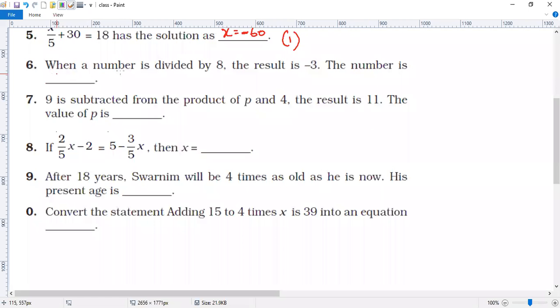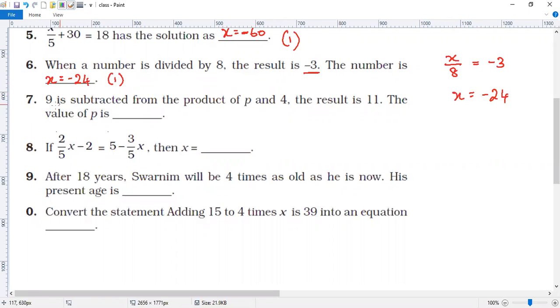Question number 6. When a number is divided by 8, the result is minus 3. The number is dash. So when a number is divided by 8, so x by 8, the result is minus 3. So what is the number? x is equal to, 8 transposed to the other side, will give you minus 3 into 8, which is minus 24. So the answer is x is equal to minus 24 for this number. So 1 mark for this particular answer.